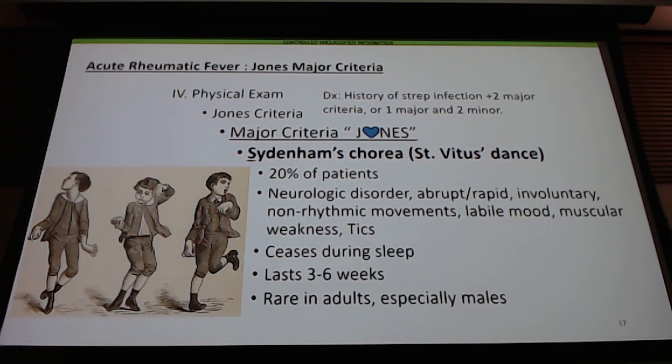And then the last major criteria for Jones is the Sydenham's chorea. This is a rhythmic neurologic disorder, often described as like a tic. This is separated from a lot of other tic disorders because it doesn't occur during sleep. So when patients go to sleep, this stops. This is a self-limited symptom. This is not something that they're going to have to deal with for the rest of their lives. It typically lasts only 3 to 6 weeks and then resolves on its own.